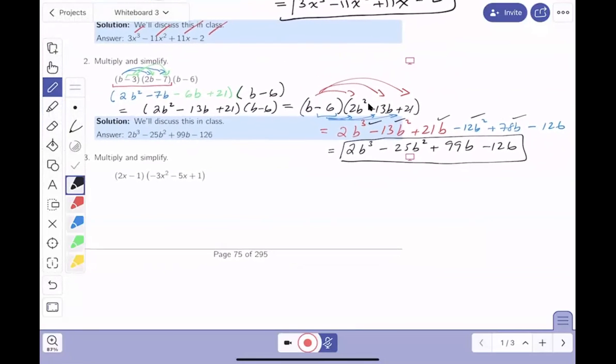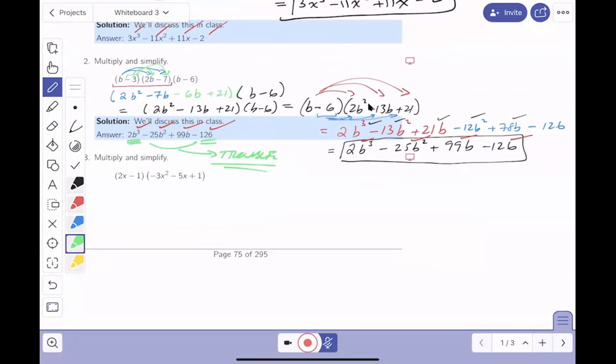All right, let's take a look at it. I got the 2b cubed. I got the minus 25b squared. I got the 99b. I got the minus 126. I want to emphasize to you, most students get this right and this right. It's these guys they have trouble with. And why is that? There's more work involved. But the first term, last term, generally speaking, super simple.